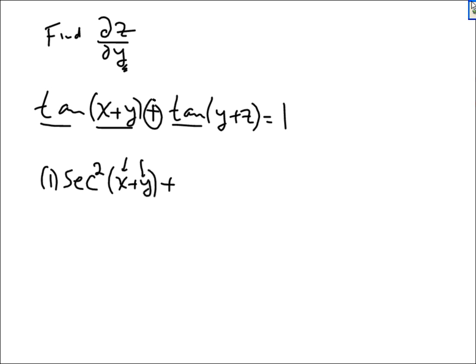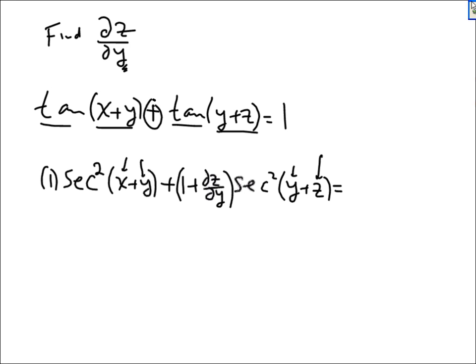The derivative of the tangent of anything is the secant squared of the same angle times the derivative of the angle. The derivative of y with respect to y is 1, plus the derivative of z with respect to y, that's dz dy. And this equals the derivative of 1 with respect to any letter, in particular y, which is 0.